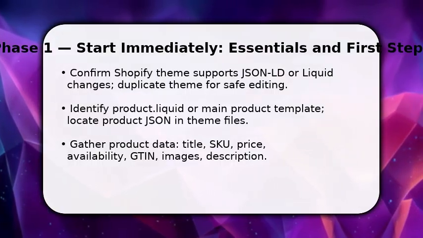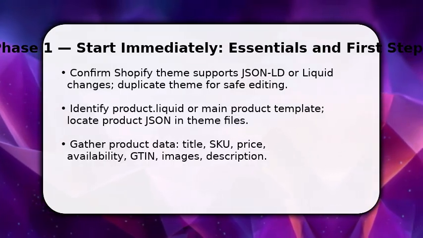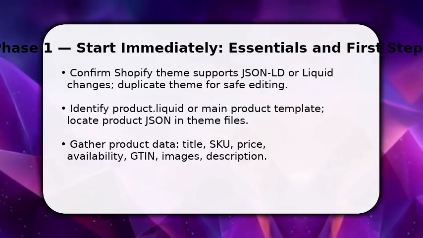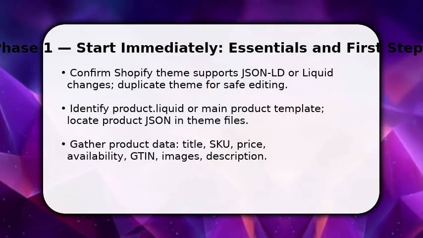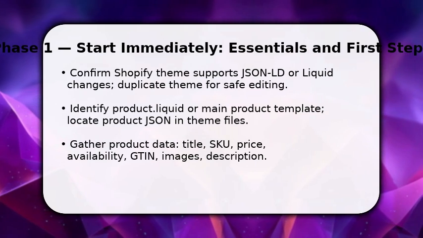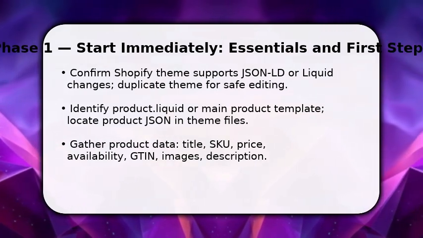Once located, map required fields: name, SKU, price, currency, availability, images, and description. You need accurate values for rich results. Make sure product variants are represented, since schema must reflect variant prices and availability. Now you're ready to write JSON-LD in the template.